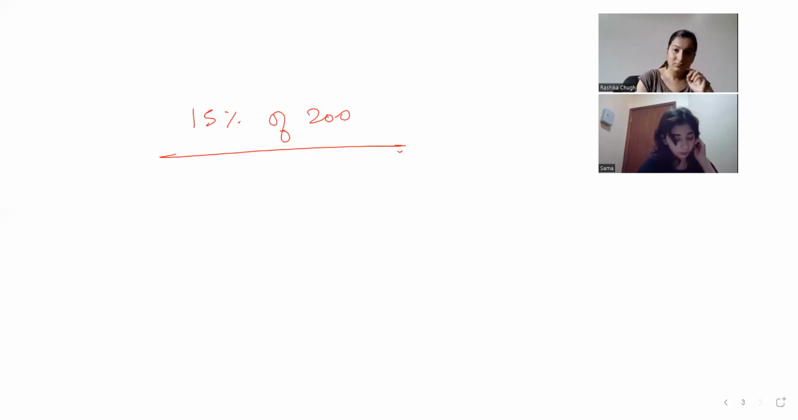From shapes and space, can we do mensuration? Yes. I'll just open it. So it's more of the formulas that we have already done, volume and everything. Mensuration is that only, right? Yeah.